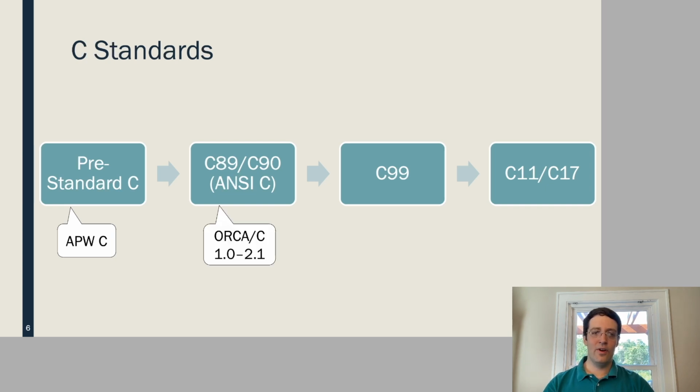And so that brings us to ORCA C, which the original releases from that, from 1.0 through 2.1, were complying with that initial ANSI C or C89 or C90, that first generation of C standard. But ORCA C 2.2 updates that all the way to C17, the latest standard as of this time.